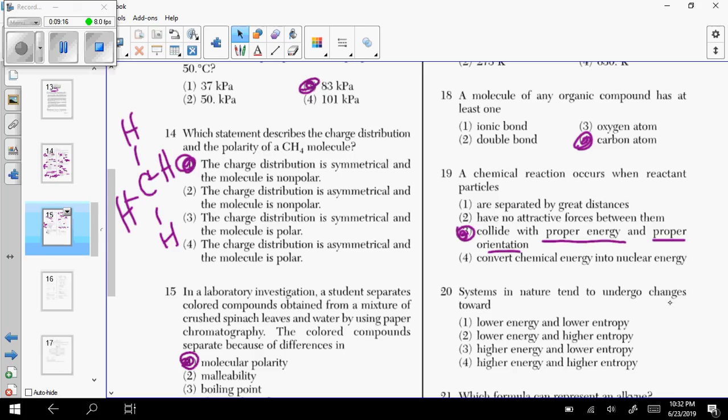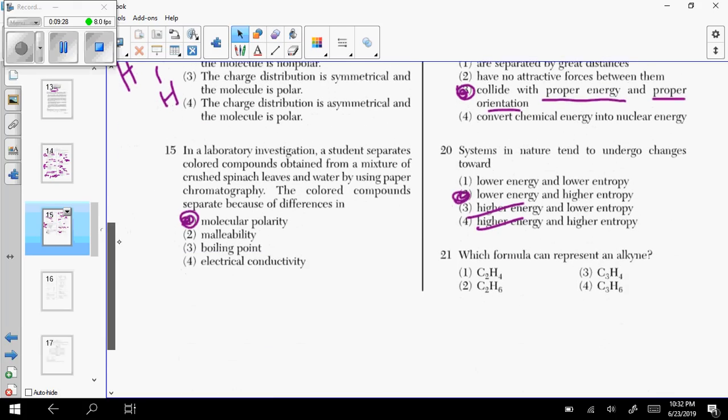Systems in nature tend to undergo changes towards. All right, think of even yourself by the end of the day. You definitely have lower energy and you have higher entropy, because entropy means the amount of disorder in a system.